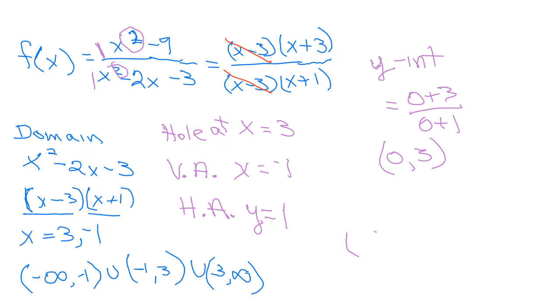Again, we said to find the x-intercept, the zeros. That's what I was looking for, the zeros, which is the same as the x-intercepts. You set the numerator equal to 0 because the denominator can't be 0. So that gives us 0 plus 3, which means it's at 3.